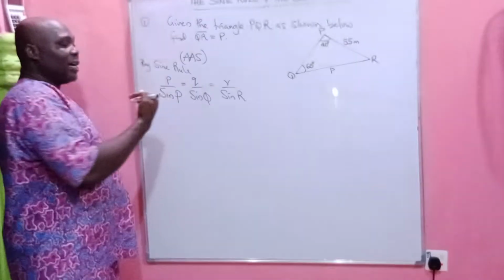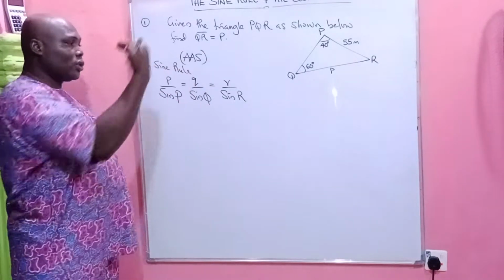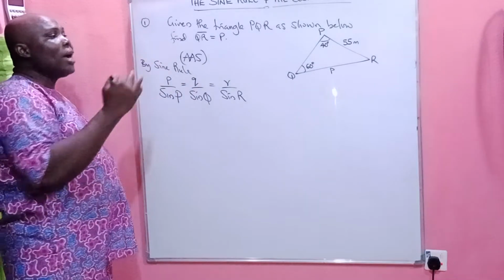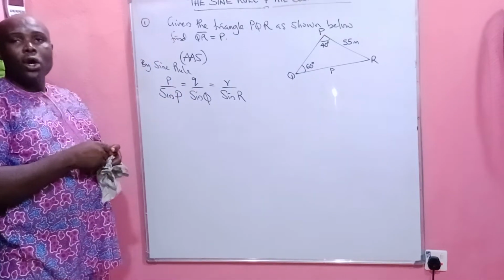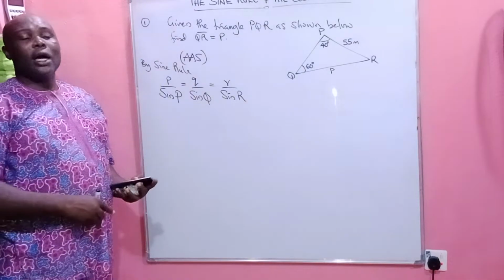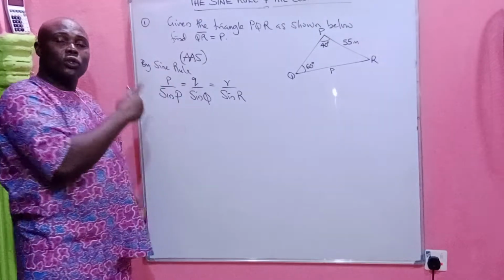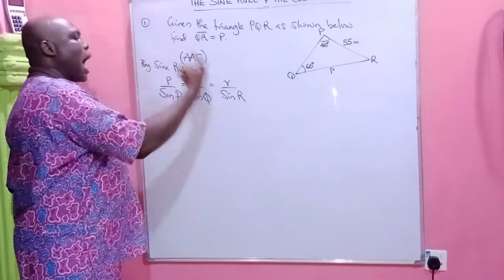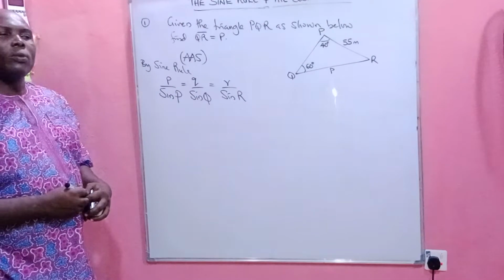Instead of having a over sine A equals b over sine B equals c over sine C, now the triangle is defined in terms of PQR. So it means we have p over sine P equals q over sine Q, which equals r over sine R. That's what we have to have.